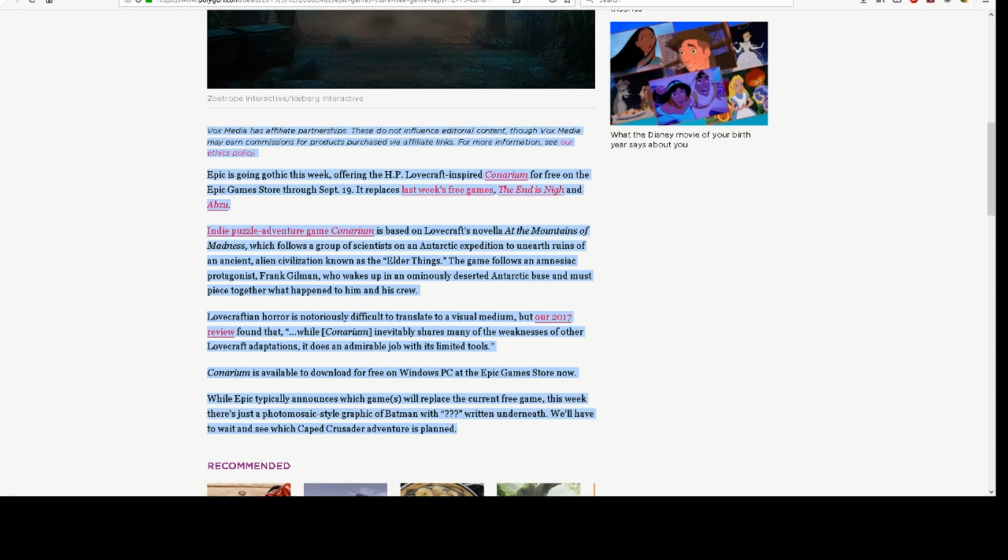Lovecraftian horror is notoriously difficult to translate to a visual medium, but our 2017 review found that, while Conarium inevitably shares many of the weaknesses of other Lovecraft adaptations, it does an admirable job with its limited tools. Conarium is available to download for free on Windows PC at the Epic Games Store now.